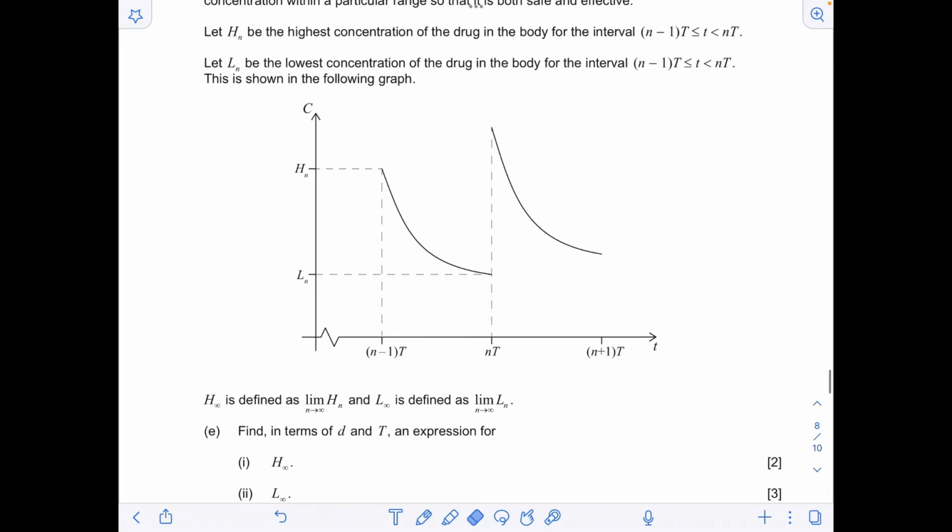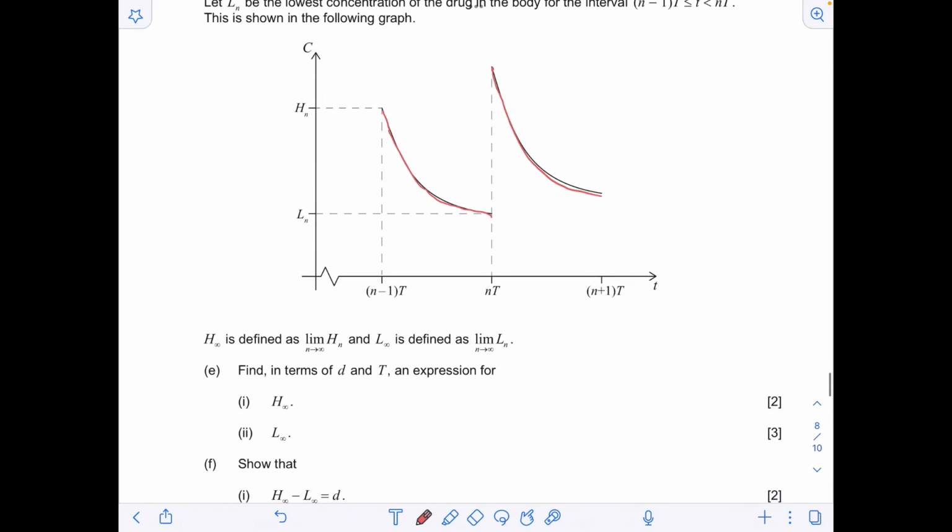Here we have a graph of what that looks like. You can see the drug concentration is dropping off between doses, leveling out, and then a new dose comes and increases. And so that's what we have here. H infinity is defined as the limit as n approaches infinity of Hn, and L infinity is defined as the limit as n approaches infinity of Ln. Find, in terms of D and T, an expression for H infinity.